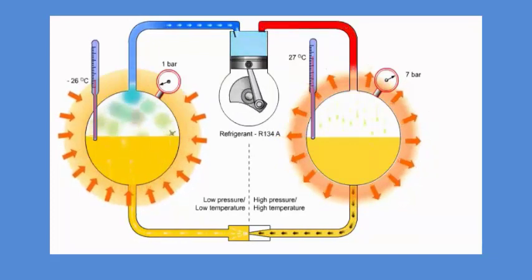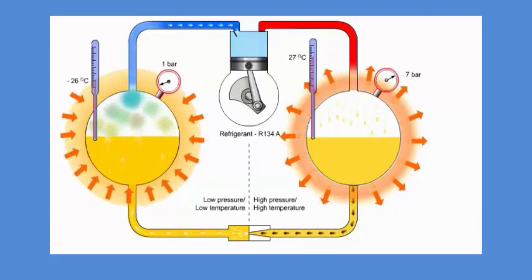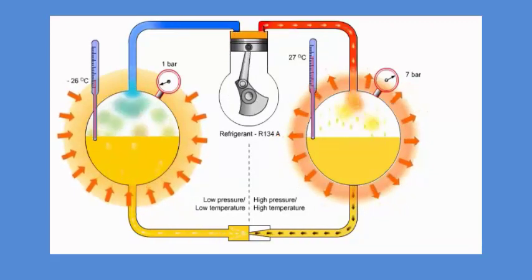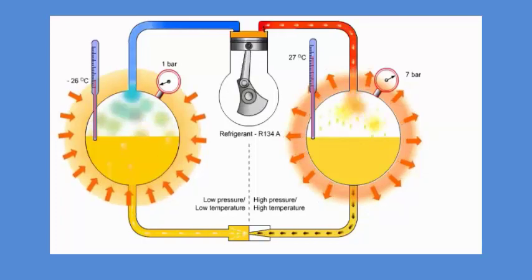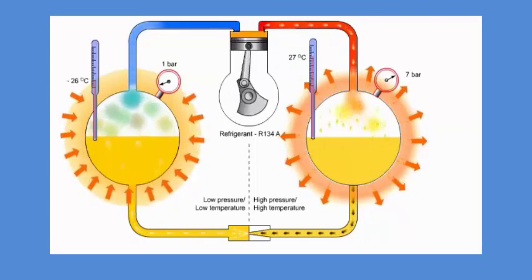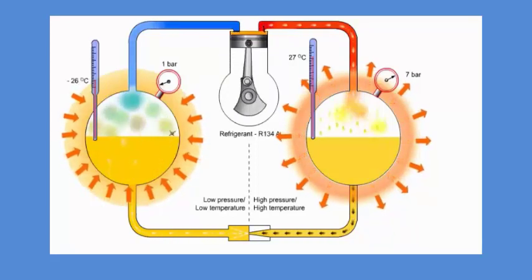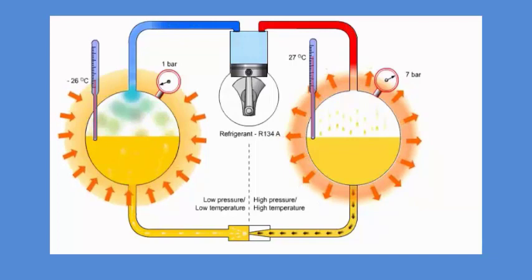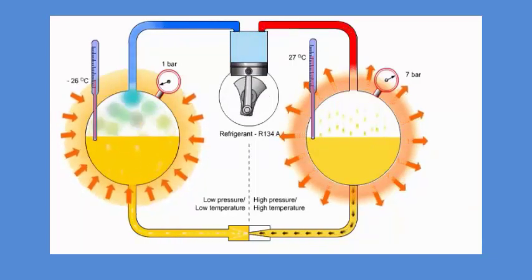It is actually possible to divide the refrigeration plant into a low pressure, low temperature part and a high pressure, high temperature part. We can visualize this by drawing a dotted horizontal line through the compressor and expansion device. On the left, we have the low pressure, low temperature side, and on the right, we have the high pressure, high temperature side.